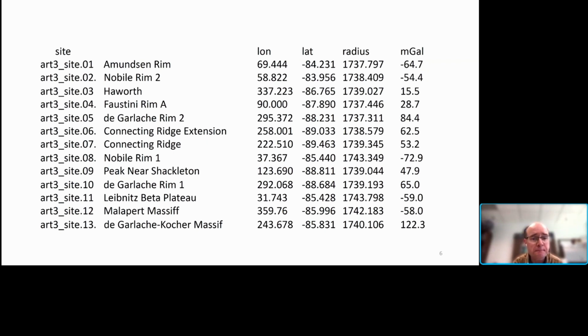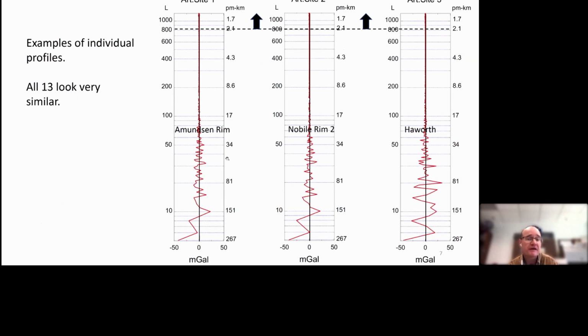So next slide, please. And this is what the gravity spectra, as we call them, look like. We show 3 sites here, but they basically look very similar for all 13, which isn't that surprising since they're all, of course, in the same fairly close together area. What we see here is an example of what's called individual profiles.